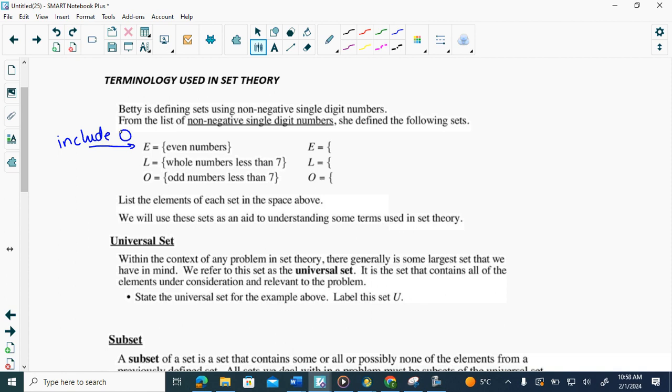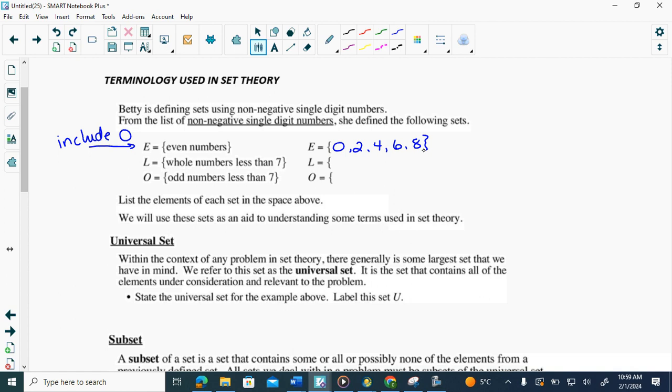Because it says non-negative, so 0 is not negative. Single digits. So what options do I have for even? 0, then? What next? 2. 2, then? 4. Then? 6. 8. Then? 8, and then I stop, correct? Because 10 is even, but it's a double digit. It's a two-digit number.